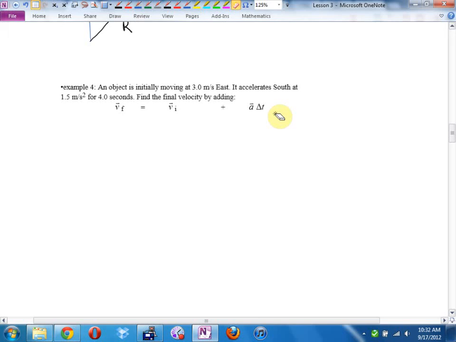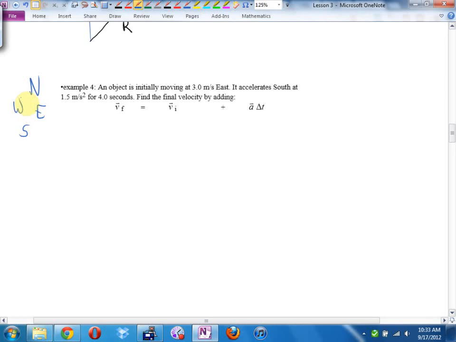With Physics 11, it says this: an object is initially moving at 3 meters per second east. It accelerates south at 1.5 meters per second squared for 4 seconds. Find the final velocity by using VF equals VI plus AT. Okay. I've turned the page. I'm going to draw a compass rose, because the number of times I've done this wrong would astound you.